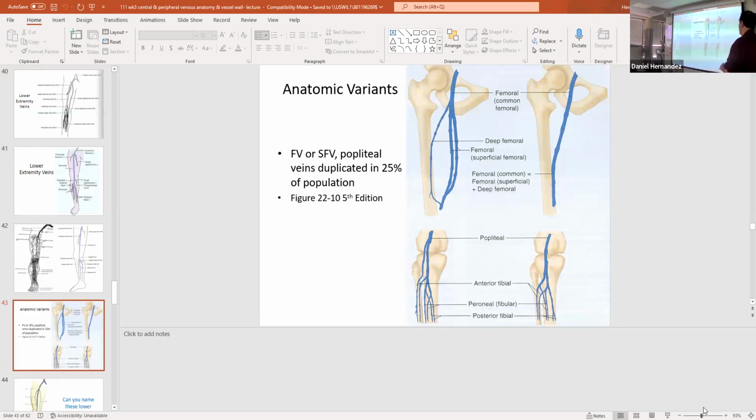This was just showing some anatomical variants. Some people can have duplicated venous systems for the femoral vein, as well as the popliteal vein. This is showing a duplicated popliteal vein. A duplicated femoral vein, where they actually have two femoral veins. This one has a common femoral vein where there's no separation between the deep and the superficial.